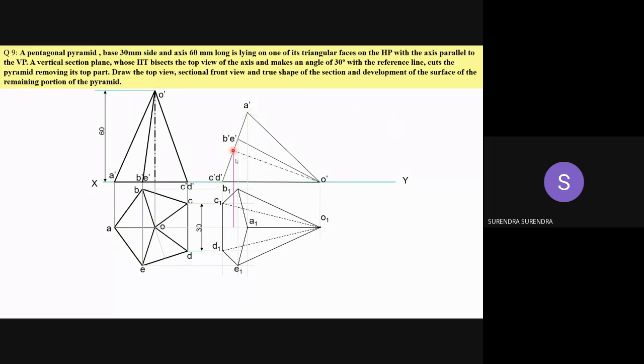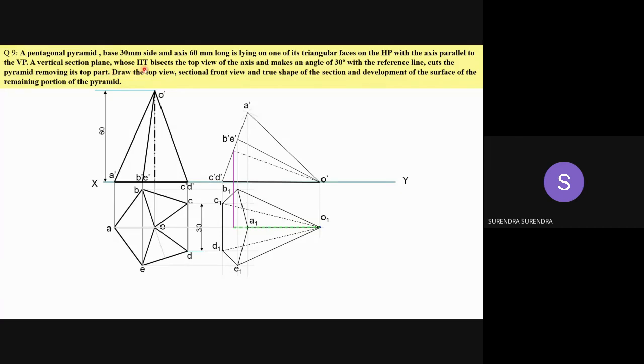Next, also project the axis point. Draw the axis. Now, the section plane. A vertical section plane means perpendicular to HP. It can be seen as a line in top view.